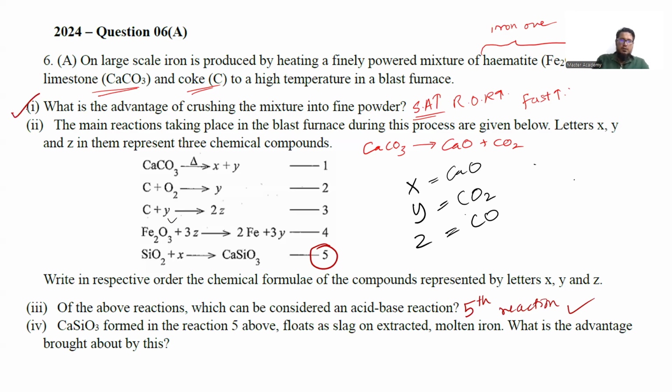So 1 mark for the first one, the powdering thing. Why is the powder one best? Second one, we get 3 marks for identifying X, Y, Z. And here this one, 1 mark. And the last one: calcium silicate formed in reaction 5 floats as slag on the extracted molten iron. What is the advantage? For this you will get 1 mark. I will explain the advantage.